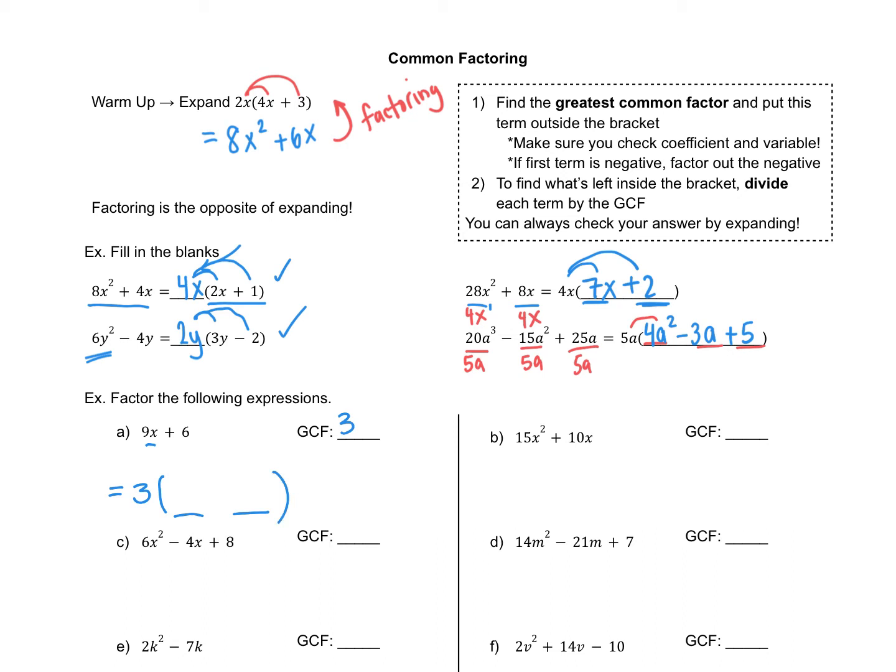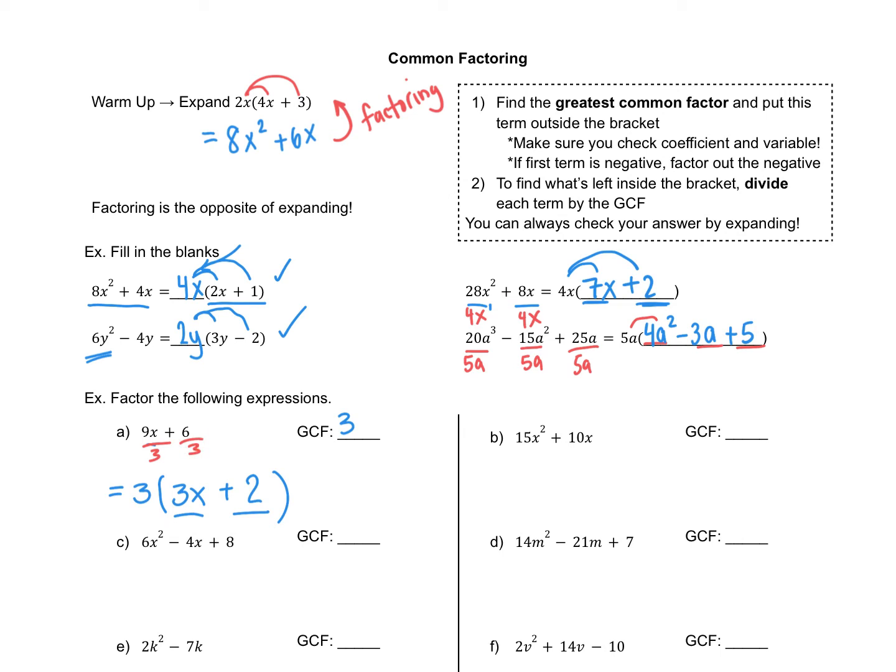And again, there are 2 ways you can do this. The first way that requires less guess and check, I would say, is just showing it as division. So 9x divided by 3, well, that's just 3x. And 6 divided by 3 is positive 2. So here we are. And if I were to check this, 3 times 3x gives me the 9x, and 3 times 2 gives me the 6.